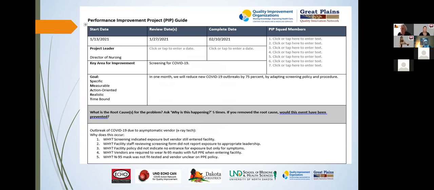So we have our goal in 1 month. We will reduce new COVID outbreaks by 75% by adapting screening policy and procedure. So we determined that screening was the cause of the outbreak because we had a vendor who was asymptomatic and he was exposed and he came in not wearing proper PPE. That's what we determined during our root cause last month. And so we know that we need to do some work on our screening policies and procedures in order to not have that happen again.